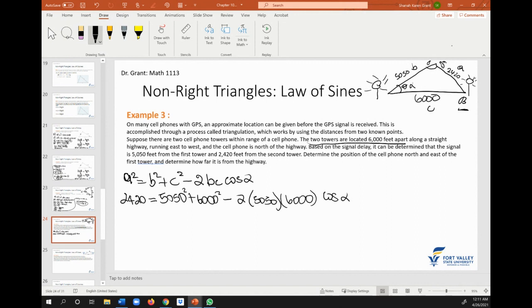Alrighty, so I'll just bring these over, and really you can just put this in your calculator. These are going to be some huge numbers, so I'm just going to keep them as is, and then you can put them in your calculator when you're doing the calculation as such. And so that will be equal to negative 2 times 5050 times 6,000 cosine alpha. Then we're going to divide by this thing here.